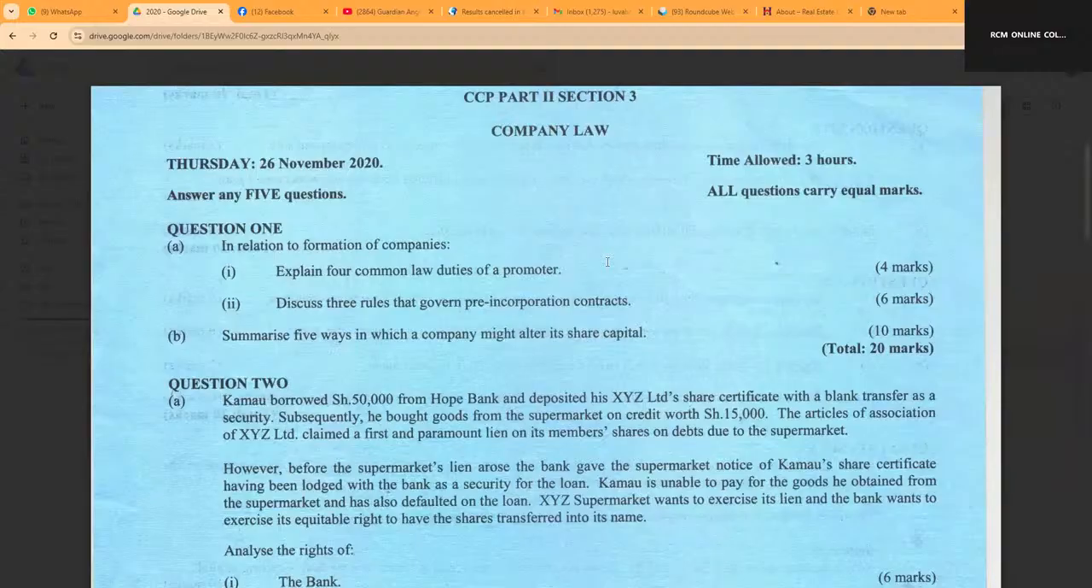Question number 1A. In relation to formation of companies, explain 4 common law duties of a promoter. Roman 2. Discuss 3 rules that govern pre-incorporation contracts. Yes, thank you so much. So the common law duties, the duties we've already looked at in our notes, are borrowed from the common law. Like proposal of the name of the company, proposal of the registered office, proposal of the objectives of the company, coming up with the memorandum and the articles. So when you mention those, you'll get your marks.